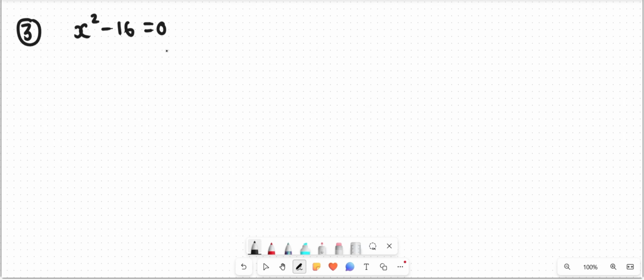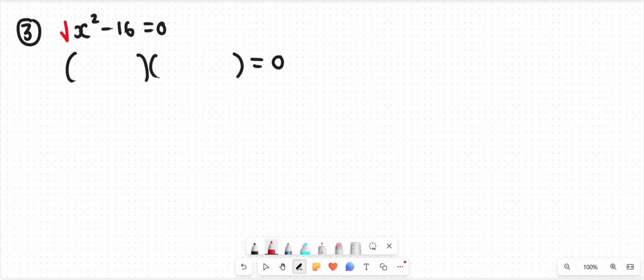But example 3 needs us to factorize it. So we need to now make those two brackets. And how do you factorize a difference of two squares? You just make two brackets, and then you square root your first term, and that will give you an x. That x goes into the first position of both brackets, then you would square root the 16 and you'd get a 4. That 4 would go into the second position of both brackets. One is positive and one is negative.